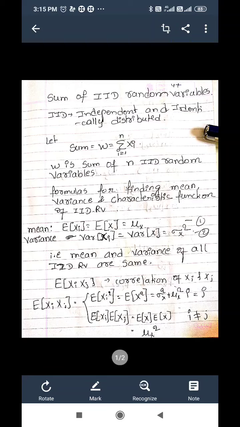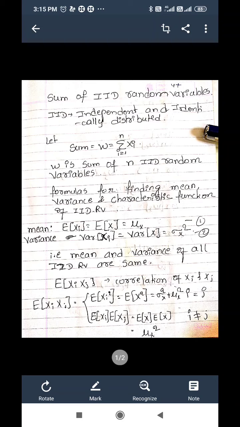Okay, now the next topic is the sum of IID random variables. Last class we studied the sum of two independent random variables X and Y. But now we'll study the sum of independent and identical random variables. So the random variables are independent and identical, and you have n such random variables.